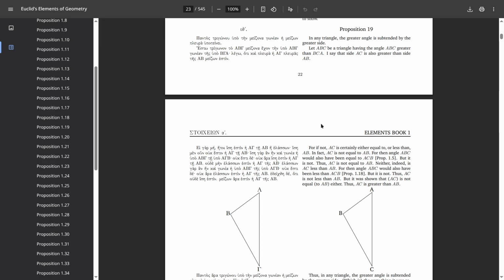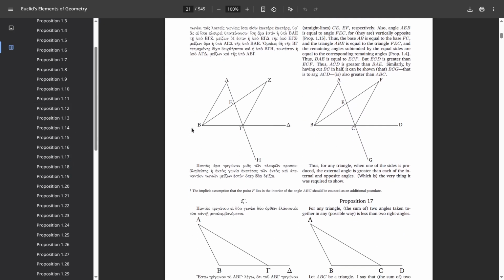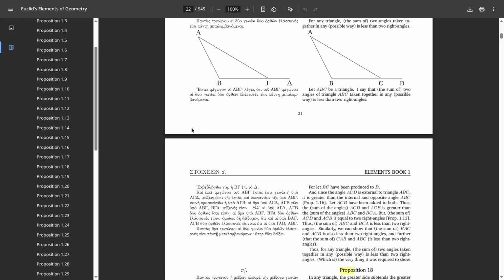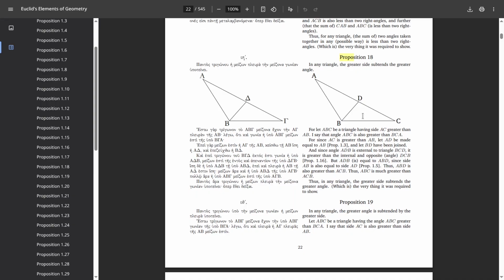So I think I'm roughly around... What was my last notes? It was Proposition 16, I think, around that. Proposition 12, Proposition 16. So let's go 1.6, 1.7. Proposition 18, I think, was where I left off. Alright.